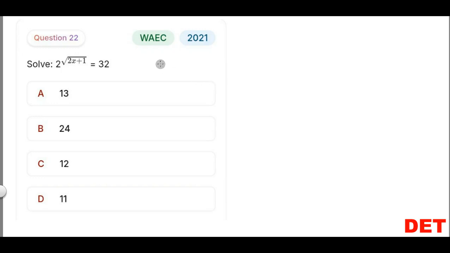Here in this video, we are going to look at this 2021 WAEC question, and this is question 22. The question is to solve 2 raised to the power of the square root of 2x plus 1 equal to 32. Option A is 13, option B is 24, option C is 12, and option D is 11.